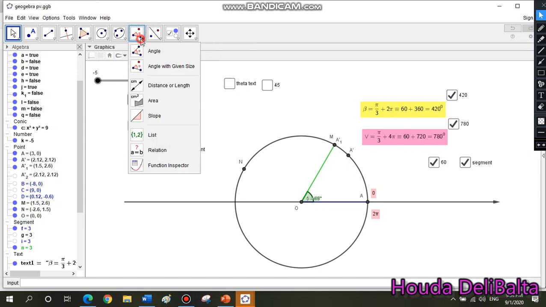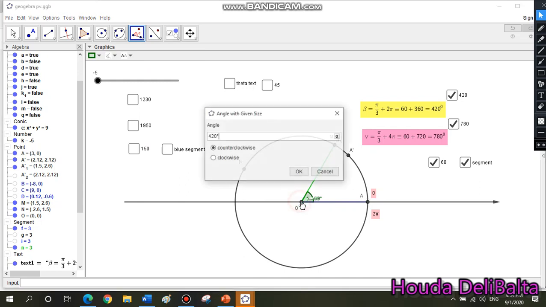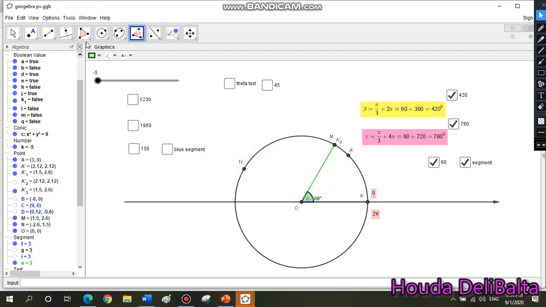And let's make sure again, angle with given size, I choose this starting point, this center, and I write the given measurement, which is 780, and see, I will get the third end point, A3 prime, which is confounded with M and is confounded with A1 prime as well. So the three endpoints are confounded. That means that 420, 780, and 60 are actually appearing in the same place. Their endpoints are appearing in the same place.